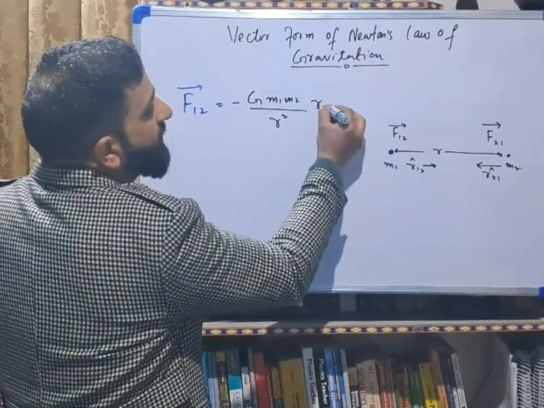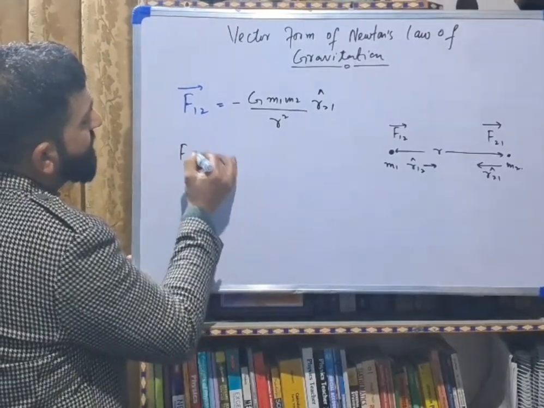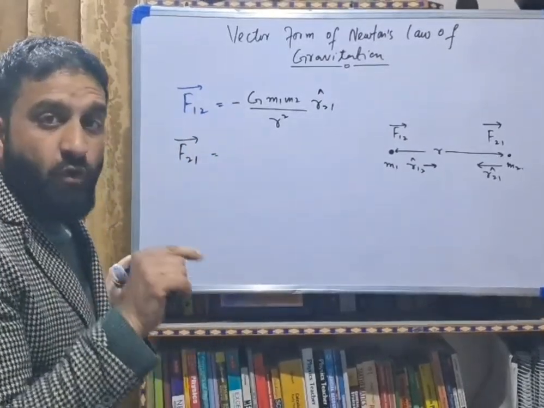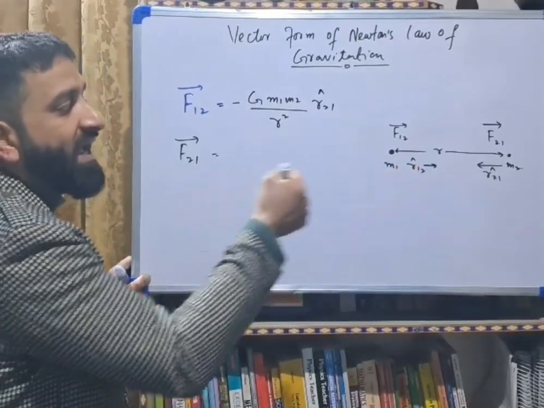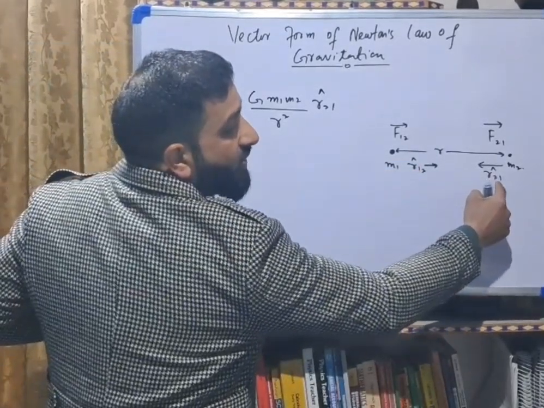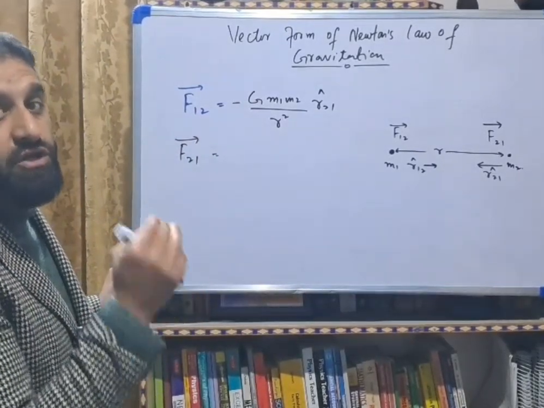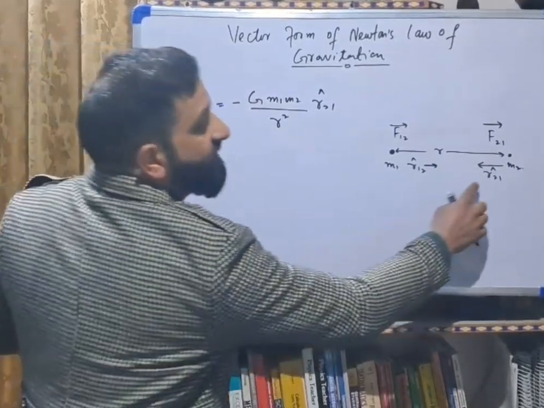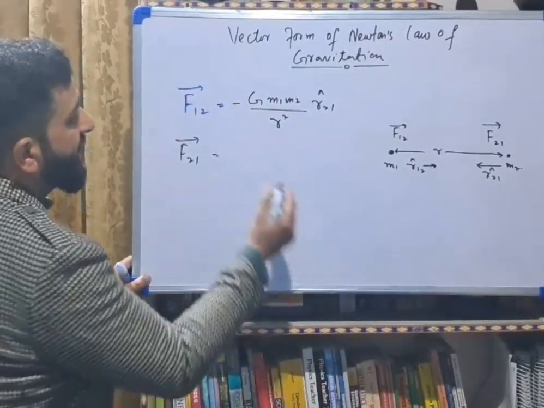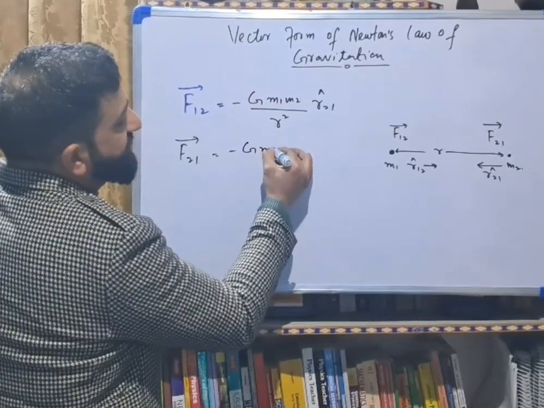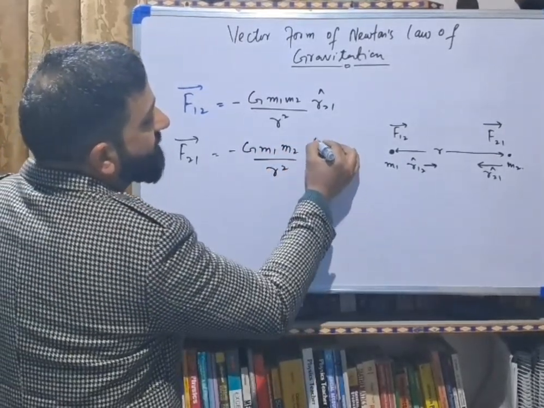So r21. Similarly, when we talk of F21, F21 is the force on body 2 due to 1. That means when it is pulled back, the direction is of r21. Again, we have to introduce a negative sign. When we introduce a negative sign, in place of r21, we have to take r12. That means F21 is equal to minus G m1 m2 divided by r square r12.